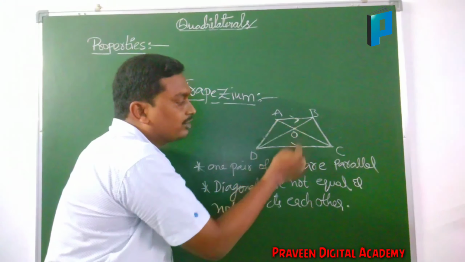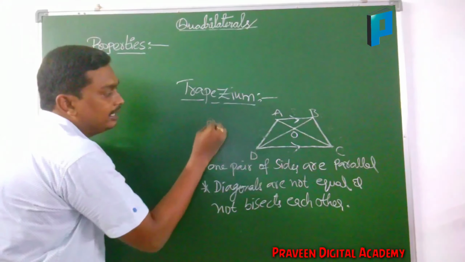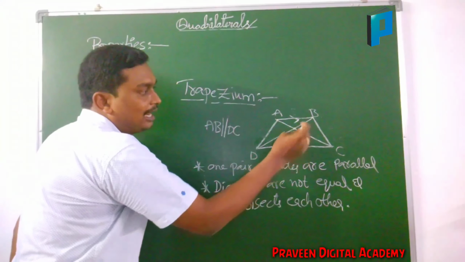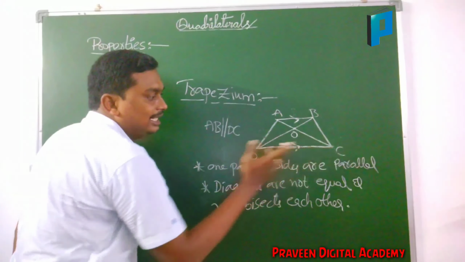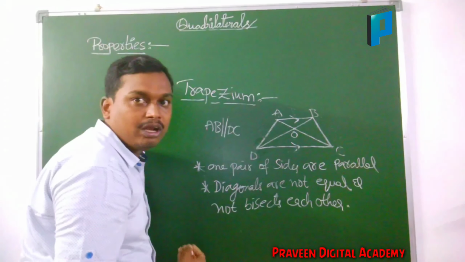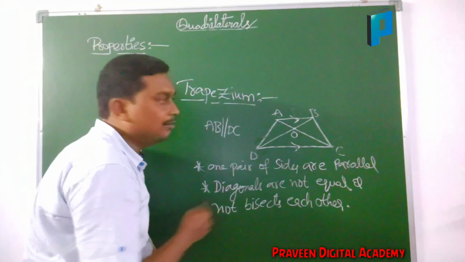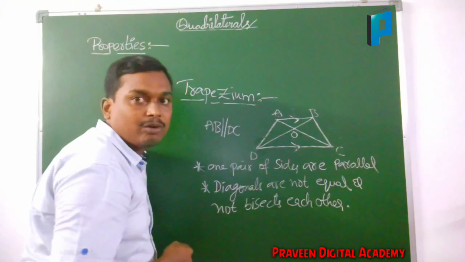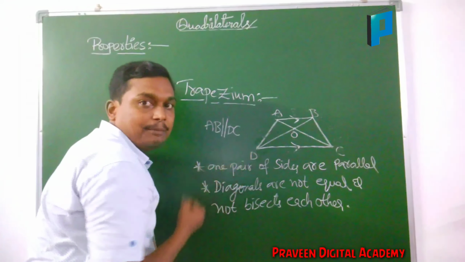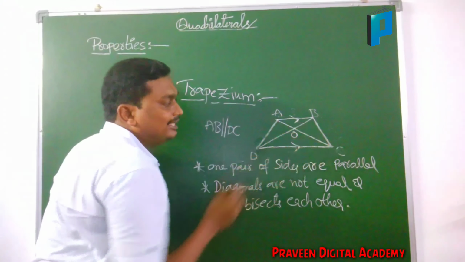Here one pair of sides are parallel. AB is parallel to DC. AB is the smaller length, CD is the longer length. If AD and BC are equal, then such a trapezium is known as an isosceles trapezium. If these sides are not equal, we say it is a trapezium. And in the trapezium, diagonals are not equal and do not bisect each other.